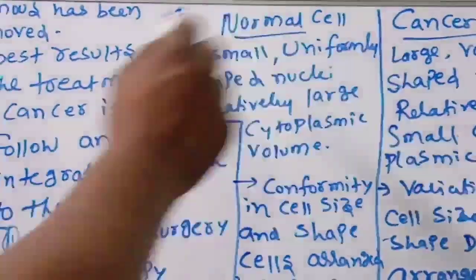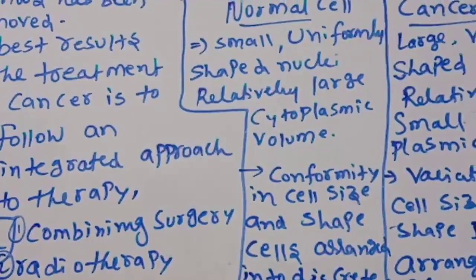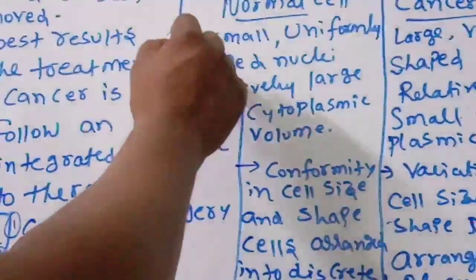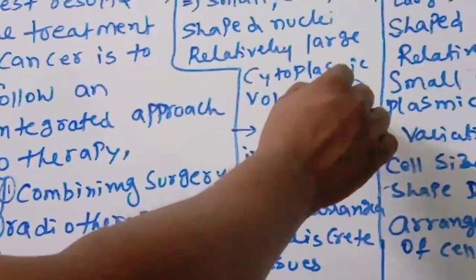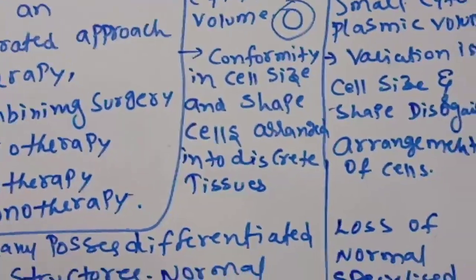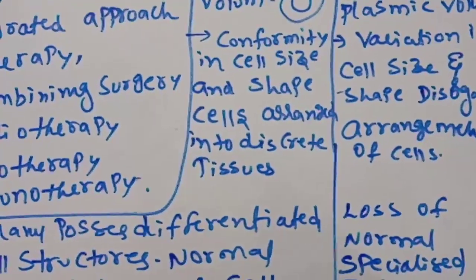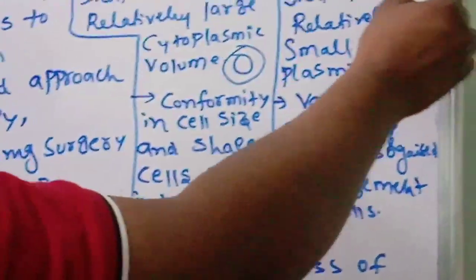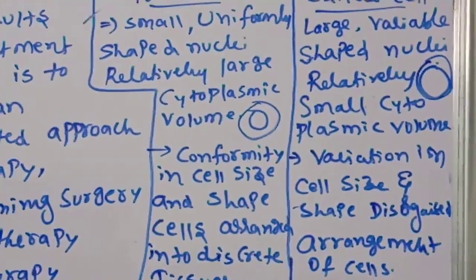Normal cell, cancer cell, how do they vary? What are the differences between the normal cell and the cancer cell? Normal cell: small and uniformly shaped nuclei, relatively large cytoplasmic volume. But in the cancer cell: large, variable shaped nuclei, very large nuclei, small cytoplasmic volume.